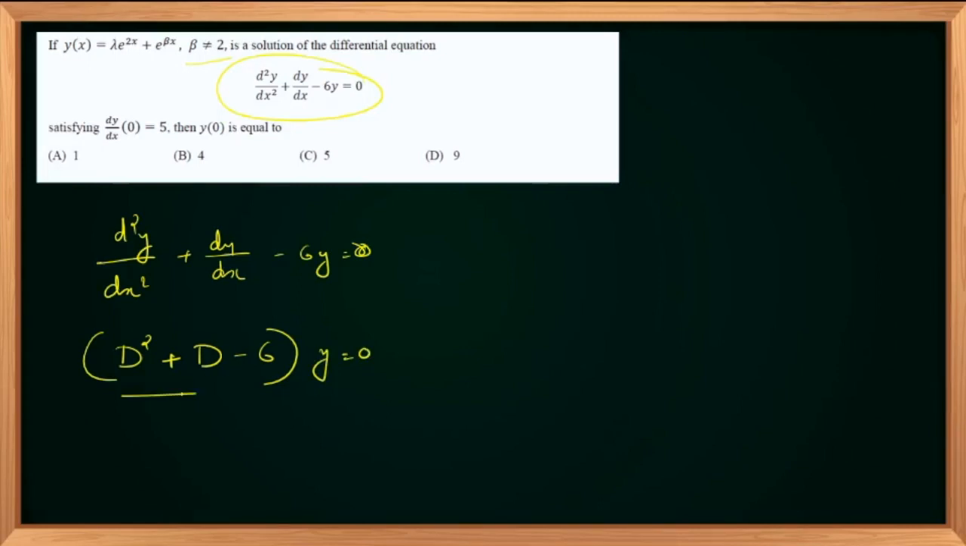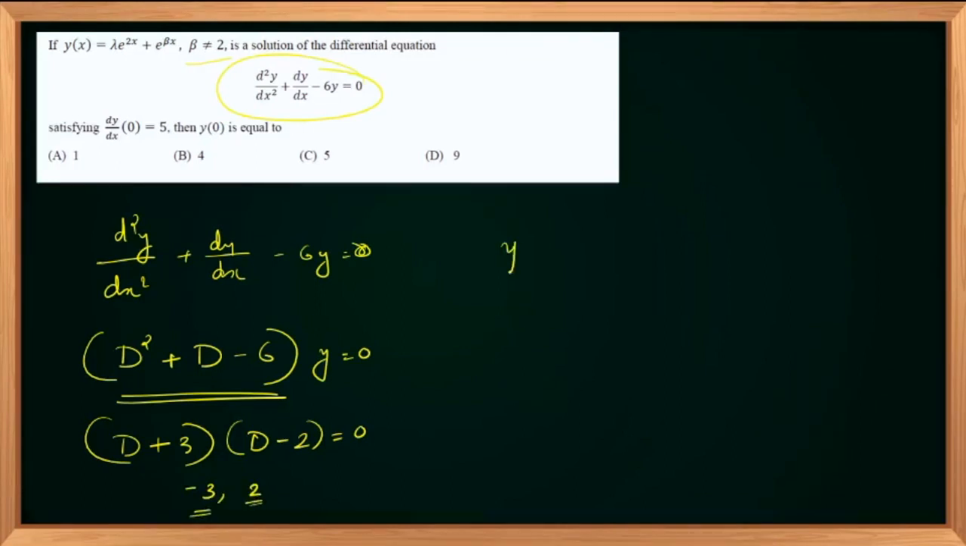I need to find the roots of this equation. So it is (D + 3)(D - 2) = 0. So the roots are -3 and 2, correct? These are the two roots. So I know the solution is going to be, the complementary function is going to be c1 e^(-3x) + c2 e^(2x).